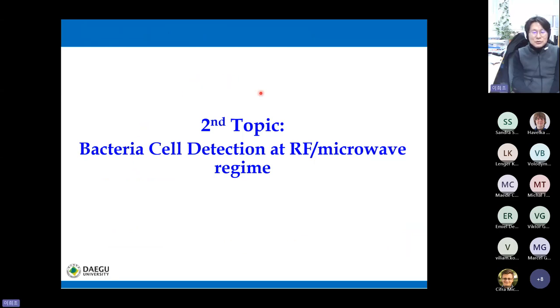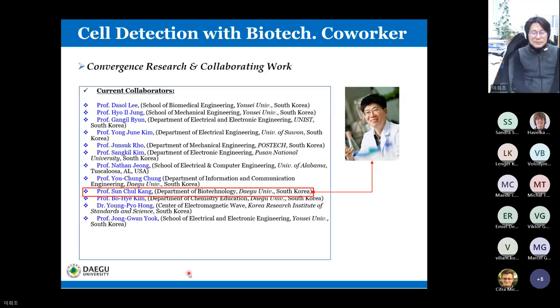Okay, let's start with the second topic. The second topic is bacteria cell detection and RF microwave lesion. As mentioned before, our laboratory collaborates with various experts in fields such as bioengineering, mechanical engineering, electrical and electronic engineering, and chemistry. This work was conducted with Professor Kang's group in our university. Professor Kang is a very great scientist and engineer in our university as well as in South Korea.